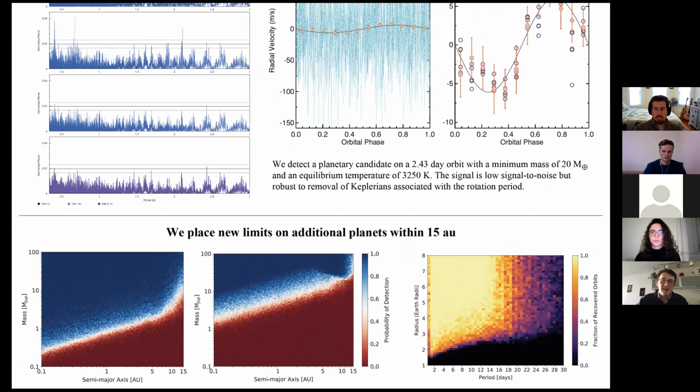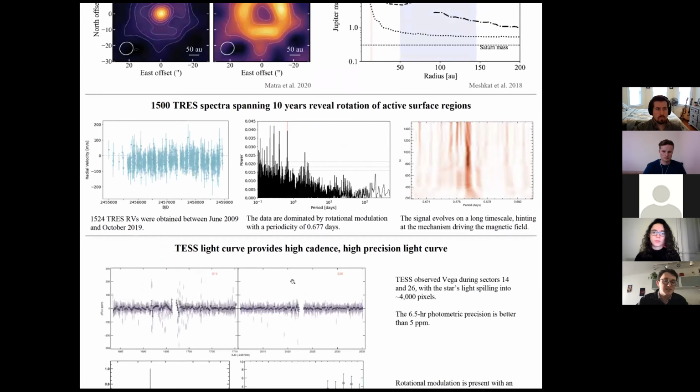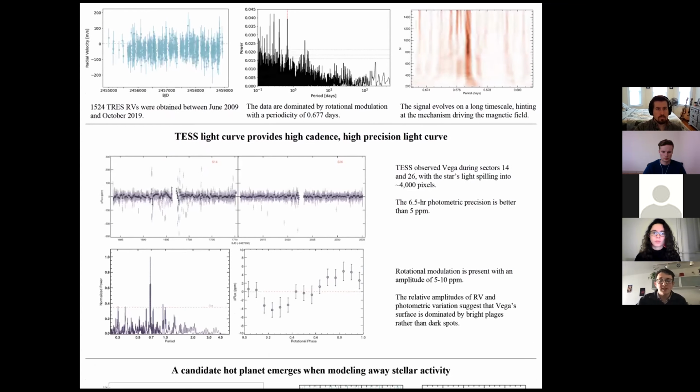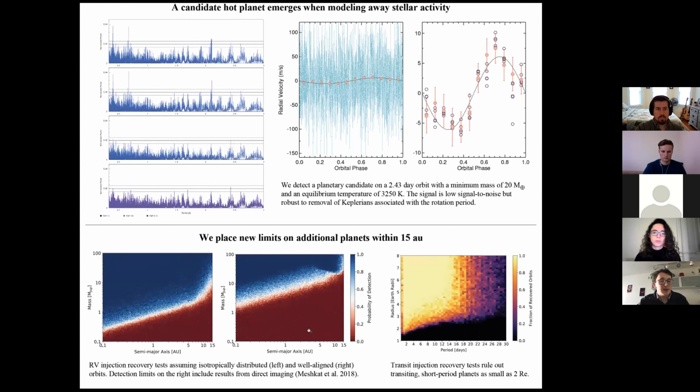So mostly in summary, by combining our radial velocities with TESS photometry, we're able to investigate Vega's activity signal and try to constrain the origins of its magnetism, while also characterizing the types of active regions that dominate the surface. Along with that, we identify a short period planetary candidate that could potentially be verified using high resolution spectroscopy. And then we also place new detection limits for planets in the inner system. With that, I'd be happy to take any questions.